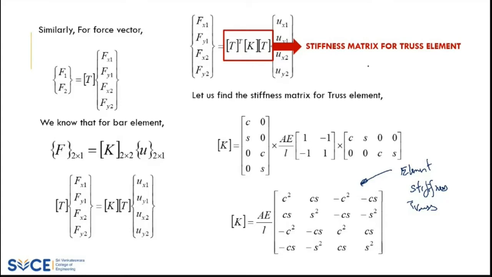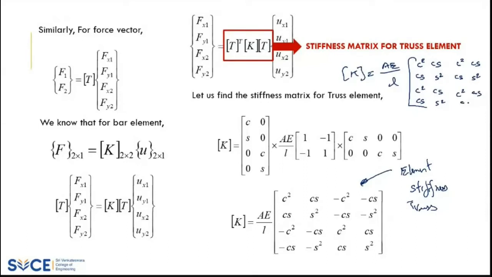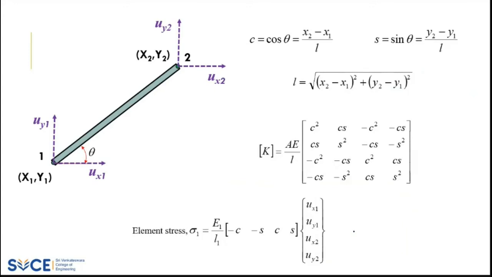So it is easy to remember. What you can do is just write K is equal to AE by L, and these terms are repeating: C square, CS, CS, S square. This block is repeating, similarly in the other positions, and you put minus only on these blocks, this one minus and this one minus. This is how you can easily remember this matrix. This is my overall formula, so have a note of this.